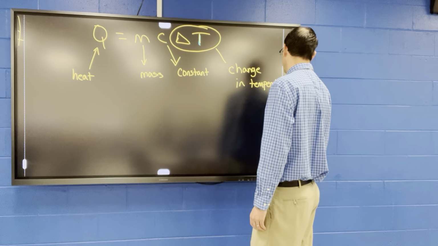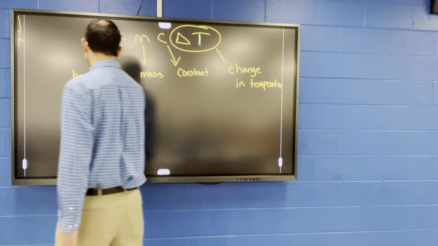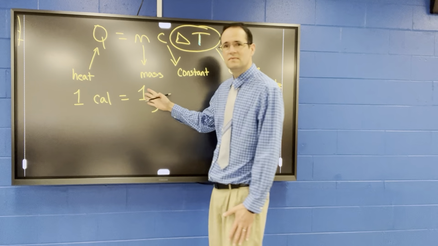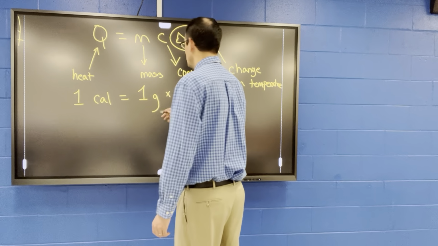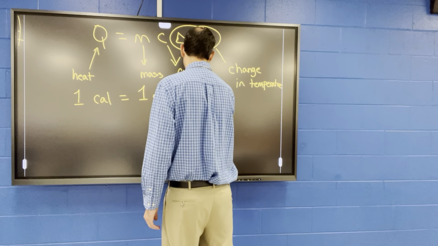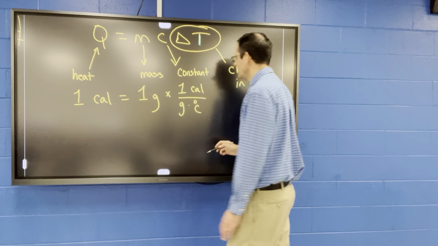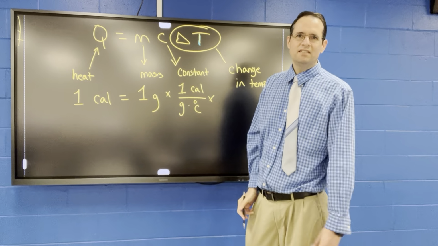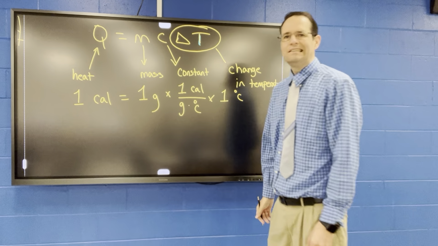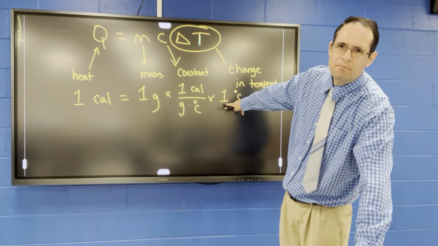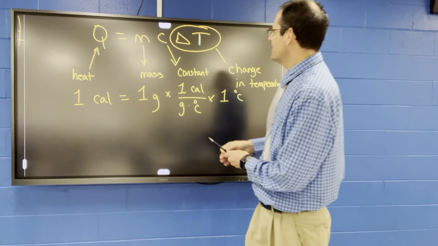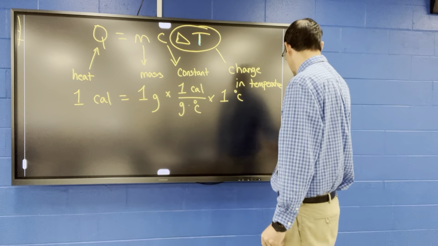So 1 calorie is equal to 1 gram times this constant, which for water is 1, and if you change the temperature by 1 degree Celsius, your change in temperature is 1. So 1 is equal to 1 times 1 times 1. You can see how this works out. Now let's do this for some different numbers here.